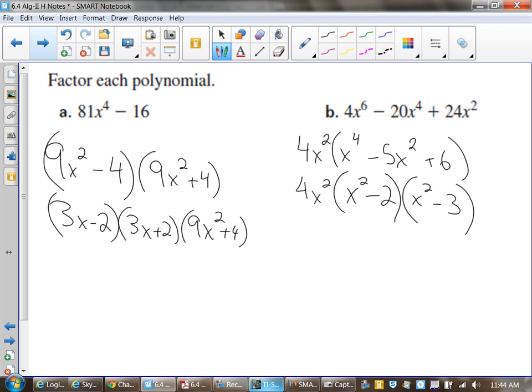Can I factor either of those any further? No, the second one is not a perfect square. There's nothing else to do. You're done. If it was x squared minus 4, I could have broken it down further. But it's just x squared minus 2, and 2 is not a perfect square. 3 is not a perfect square. I can't go any further with that.